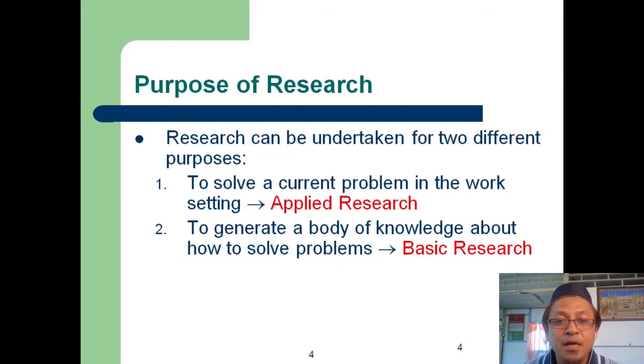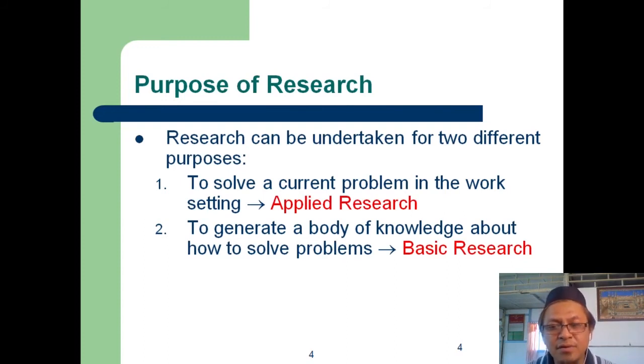All right. Now, having understood what is meant by research, let's look at the purpose of research. Why do we embark on a research? Why do researchers conduct research? Now, generally there are two types of research that a researcher may embark upon. The first one is called applied research.